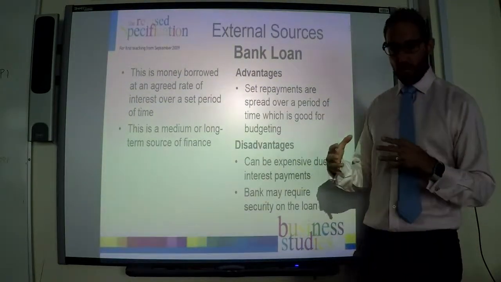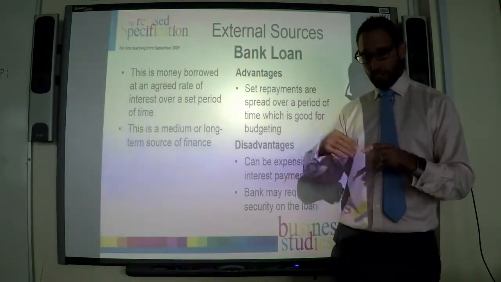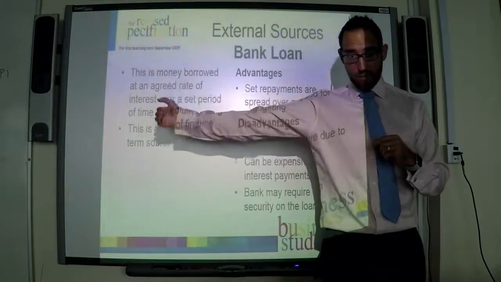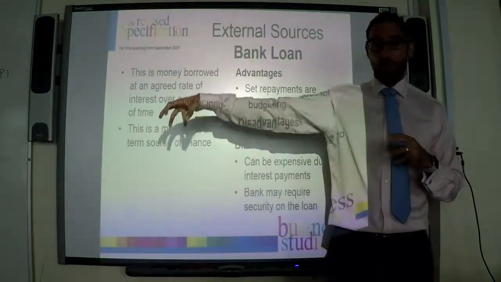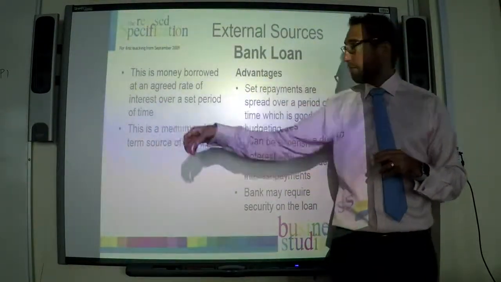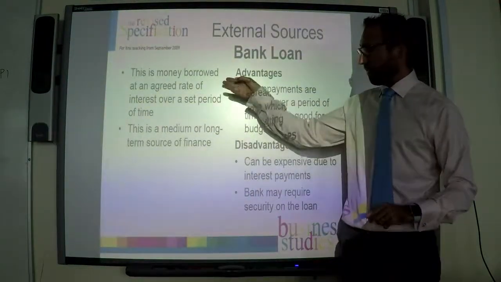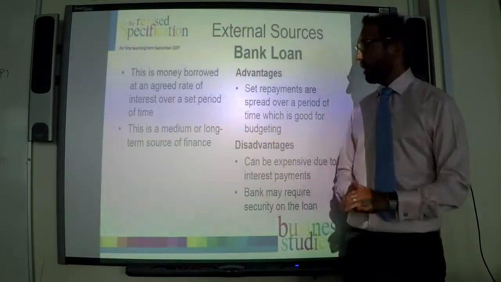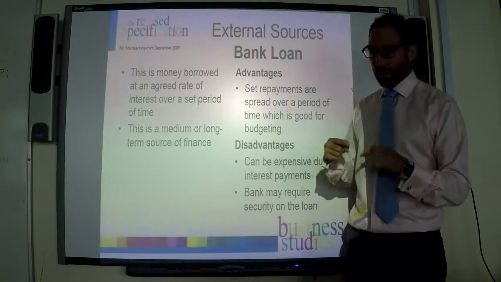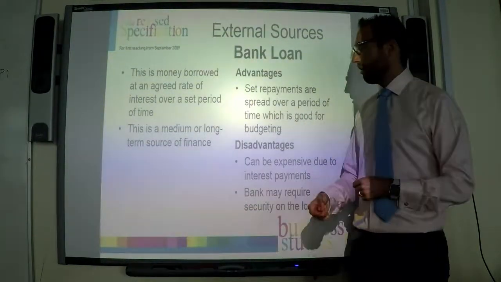Now remember, external is when you're borrowing money or you're getting money from an external source. It's outside of the business. You're going to have to go to another party, what we call a third party, somebody else. So it's not money within the business. So a bank loan is when we go to a bank or to a lender, and we agree to borrow money, and we have to pay it back over a period of time.